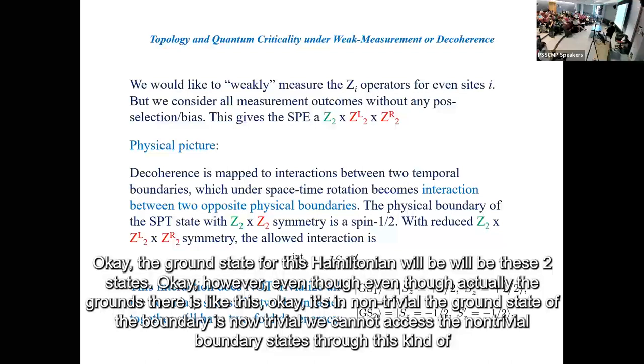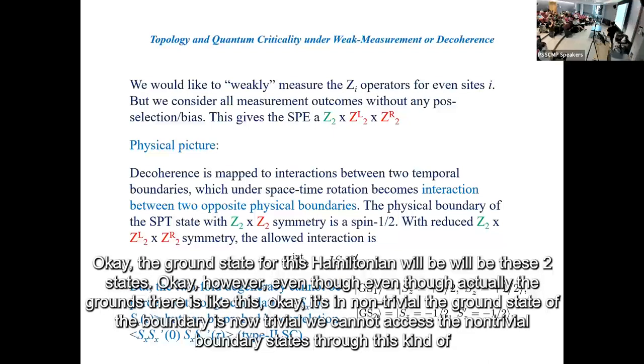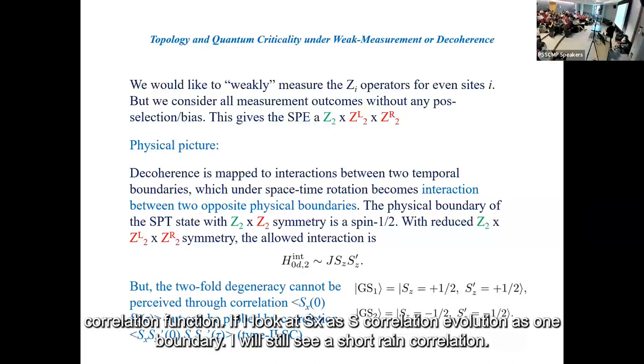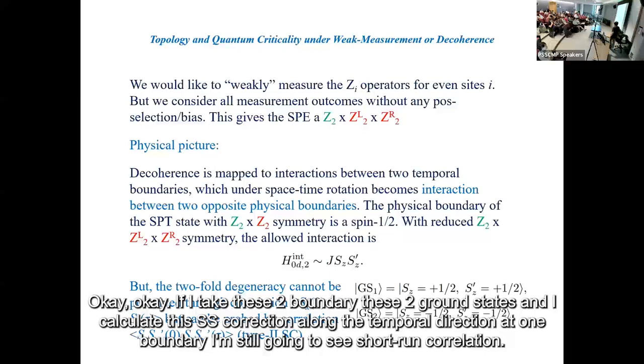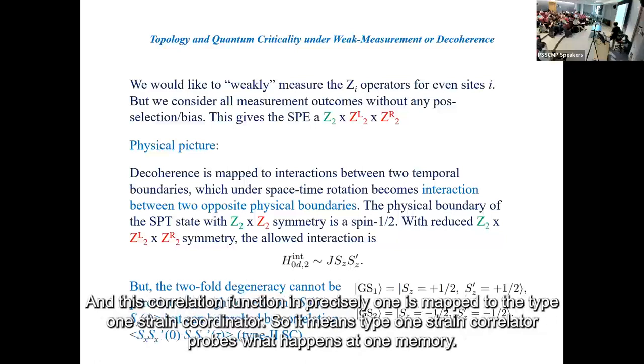We cannot access the non-trivial boundary state through this kind of correlation function. If I look at the S_x, S_x correlation function at one boundary, I will still see a short-range correlation, because the S_x operator only flips the spin at one boundary, and does not flip the spin on the other boundary. If I take these two ground states and calculate this S_x, S_x correlation function along the temporal direction at one boundary, I'm still going to see short-range correlation. And this correlation function is precisely what is mapped to the type 1 strain correlator. So the type 1 strain correlator probes what happens at one boundary.